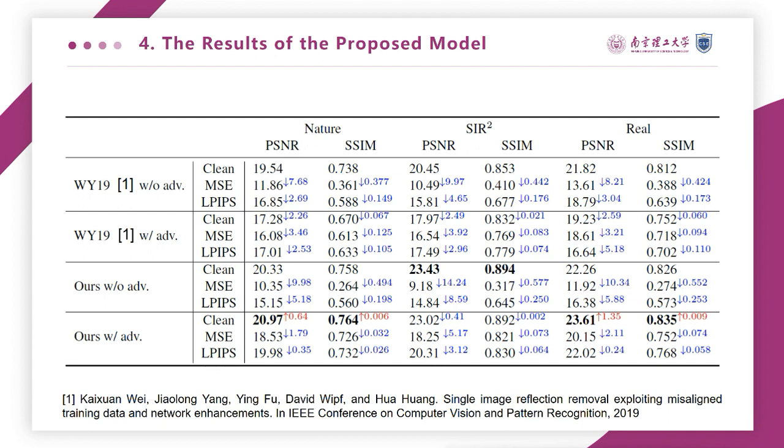According to testing results, our method shows great robustness over WY19 on the nature and real dataset. The degradation of our method is more significant on the SIR dataset. But the absolute metric values are much higher than WY19.